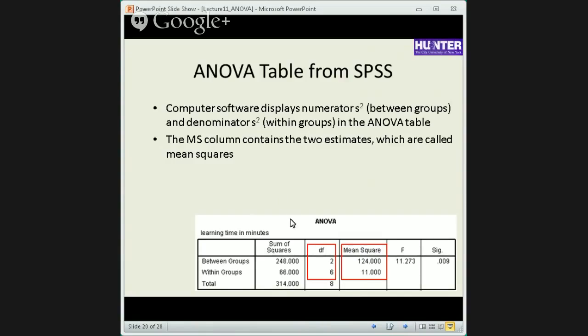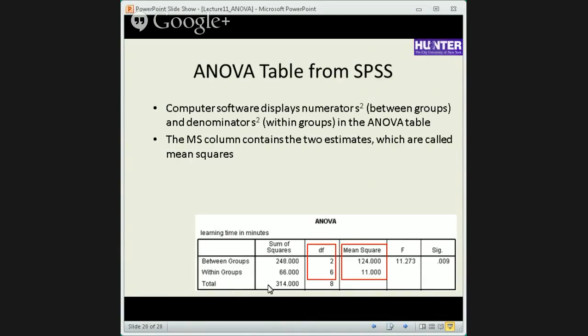These sums of squares here are just taking the difference between each group mean and the grand mean, squaring those, and adding them up. And the mean squares is just this divided by the degrees of freedom. So here 248 divided by 2 is 124. And this is the S between squared, and this is the S within squared, also just the sum of squares divided by the degrees of freedom.